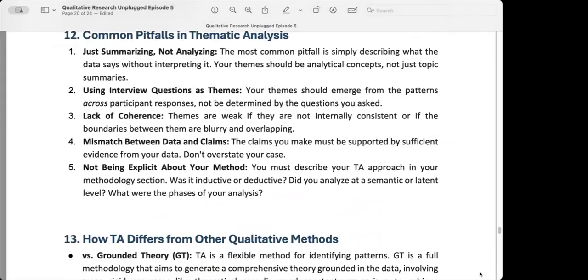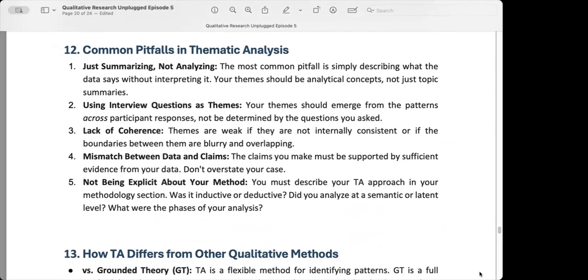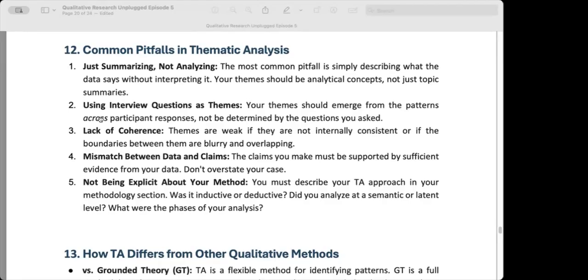Just summarizing, not analyzing. This is, without a doubt, perhaps the most common and critical pitfall, and it comes right back to our earlier discussion about answering the so what question. Students, and sometimes even seasoned researchers, simply describe what the data says. They provide a factual summary of participant responses, maybe grouping similar quotes together, but without offering any deeper interpretation or explanation of the meaning and significance of those responses. Like we discussed with the theme definitions.